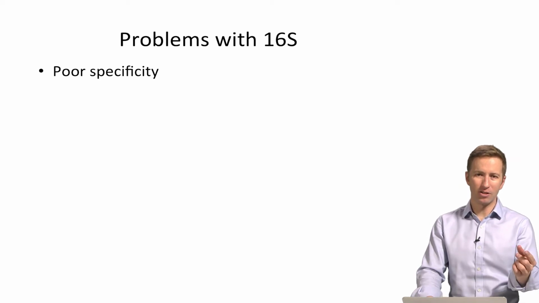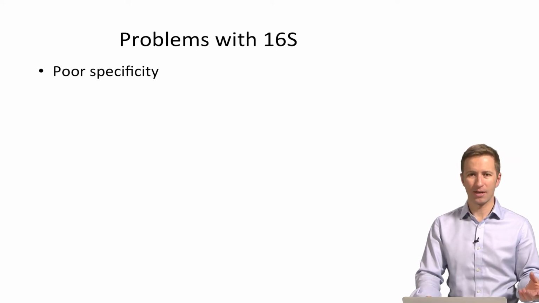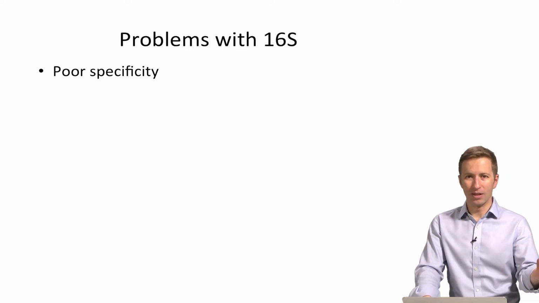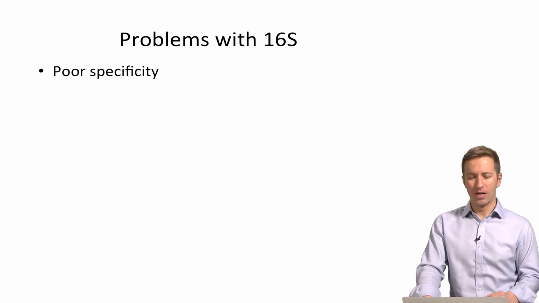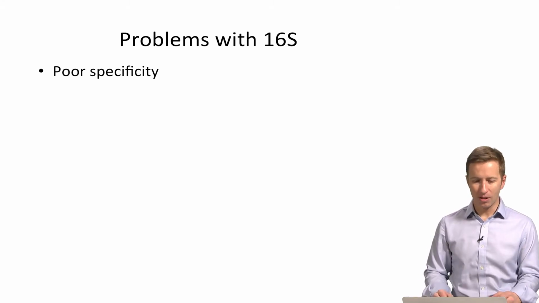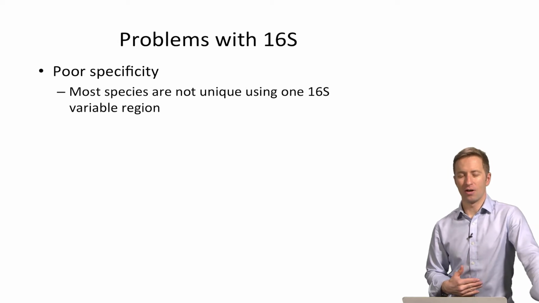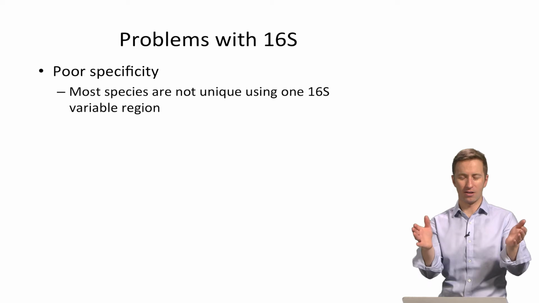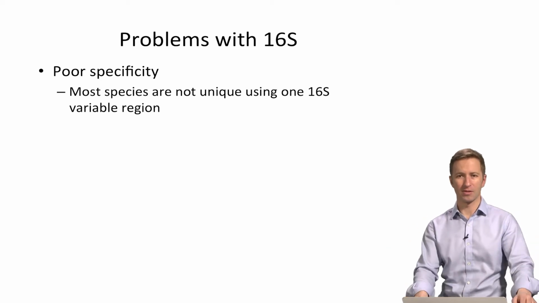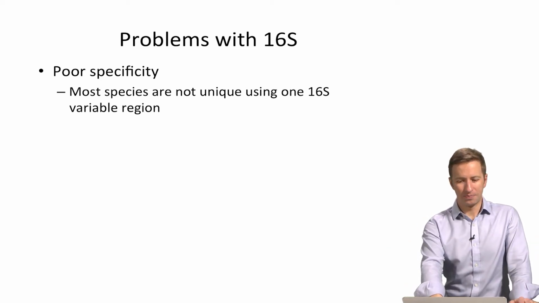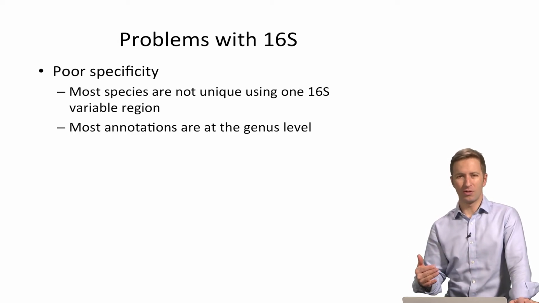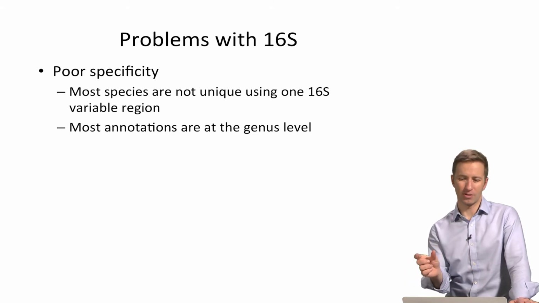But some problems are you have poor specificity, so from just that one little corner piece of a puzzle, by analogy, you can't really tell what the whole puzzle looks like. And many puzzles have blue in their lower right-hand corner. Same thing happens here. Most species are not unique when you look at just a little piece of their 16S, like 200 bases or 400 bases. What this problem causes is that most of the annotations you get back are really only confident at the genus level. You can't go down to species.